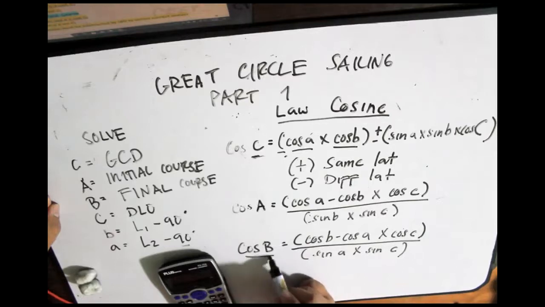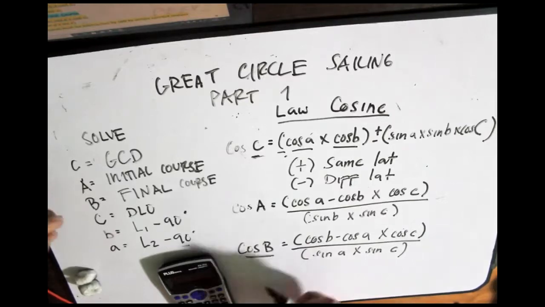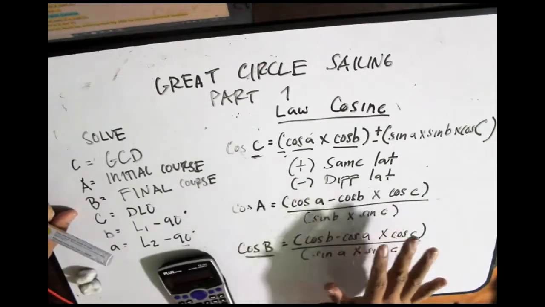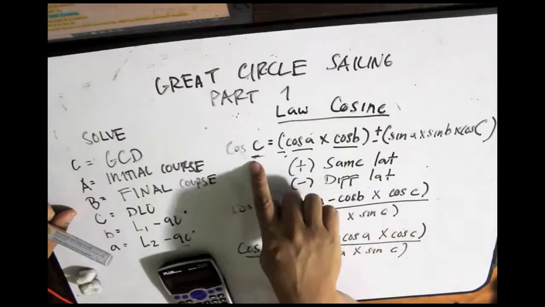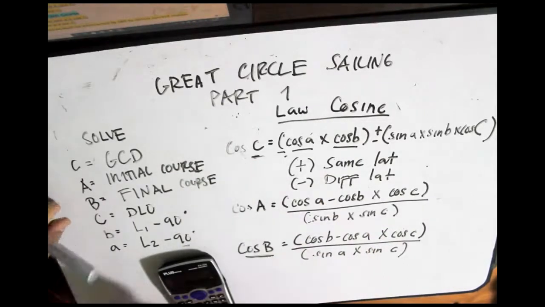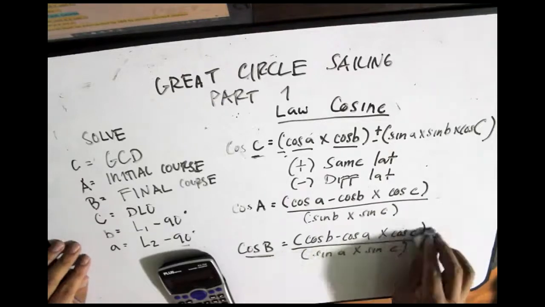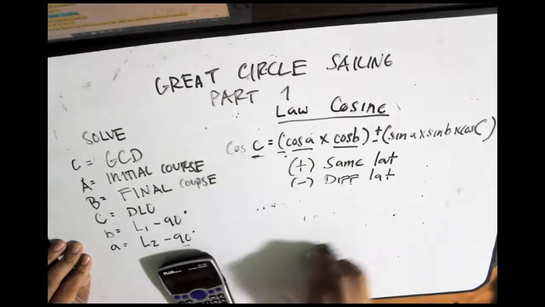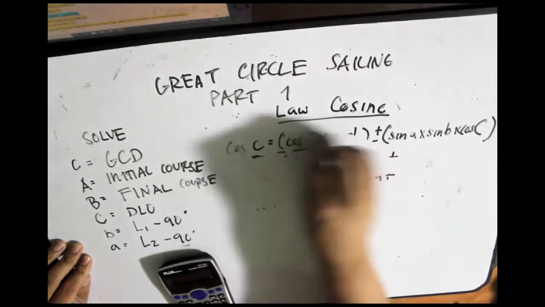Kasi may process pa yan, okay? So, these are the formula used for finding distance, initial course, and final course. Now, we will do some example problems, okay? And we will solve, no?